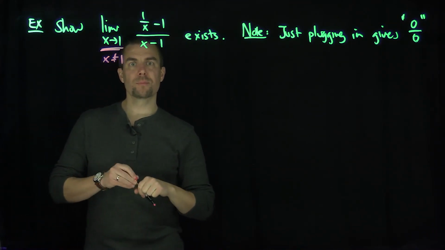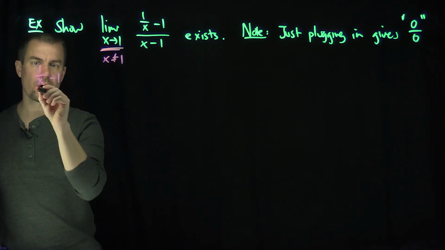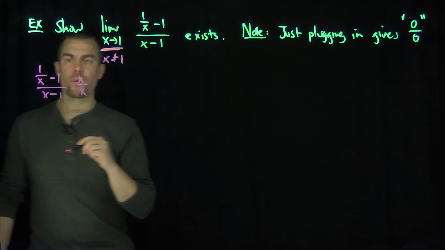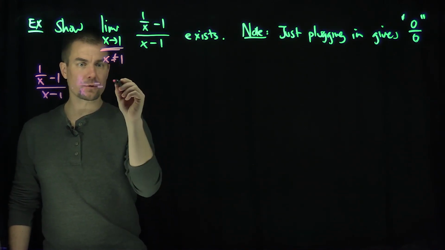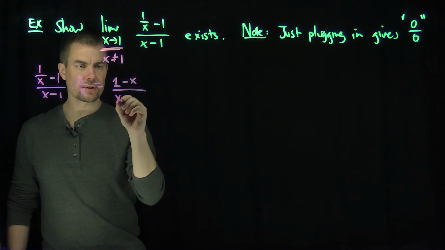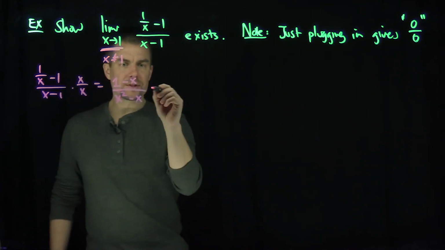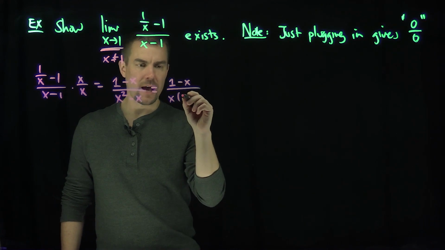So what I'm going to do is multiply the top and bottom by x. So (1 over x minus 1) over (x minus 1). If we multiply the top and bottom by x, that won't affect anything. And so that will be what? That's going to turn to an x. That's going to turn to a 1 minus x over, and then I'm going to have an x squared minus x. And now I can write this as 1 minus x over x times x minus 1.